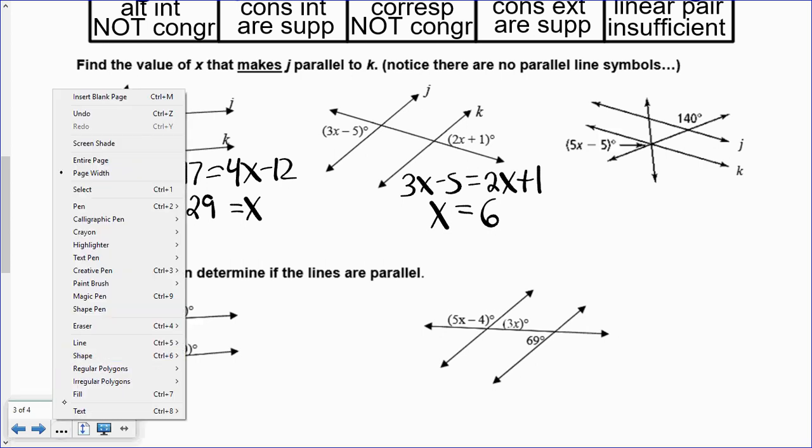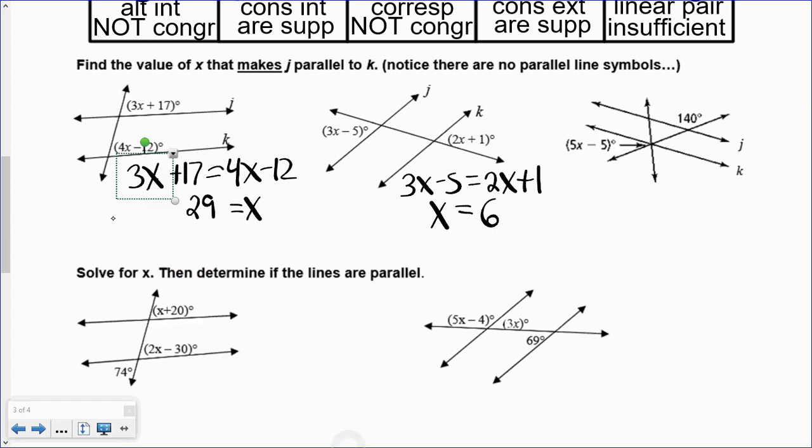Alright, I'm going to change colors. Oops.